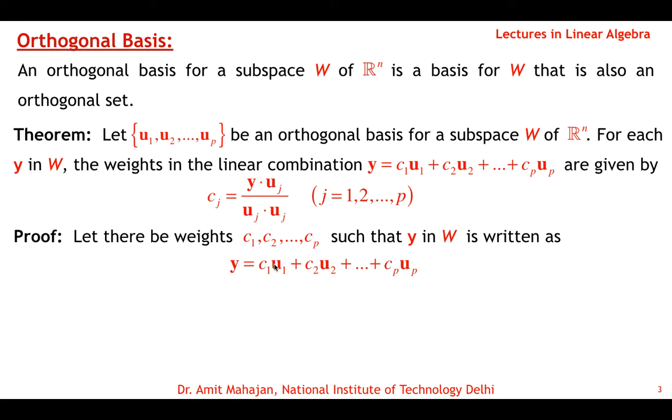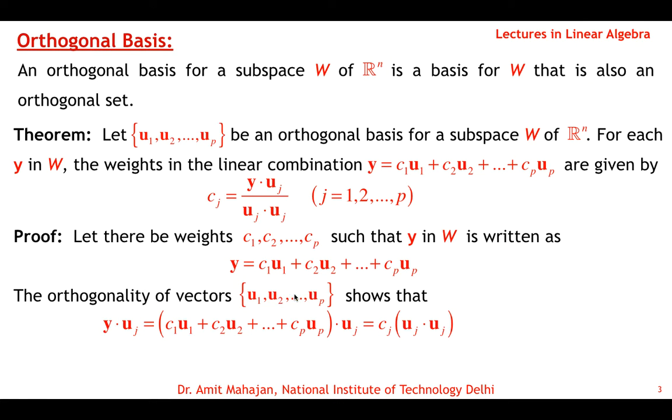And by property of linearity, we can write it as c1 times u1 dot uj plus c2 times u2 dot uj plus and so on. Because they are orthogonal, only uj dot uj will be non-zero and the other dot products will be exactly zero. So we use the orthogonality of these vectors. That means for any pair of distinct vectors, their dot product is zero.